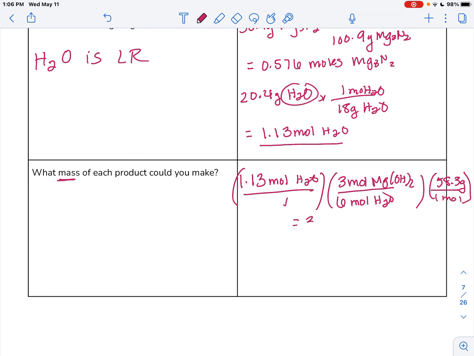So that comes out to 33.0 grams of Mg(OH)2. And I'm going to do the same thing for ammonia. So I'm going to start with my moles of water, because that's my limiting reagent.